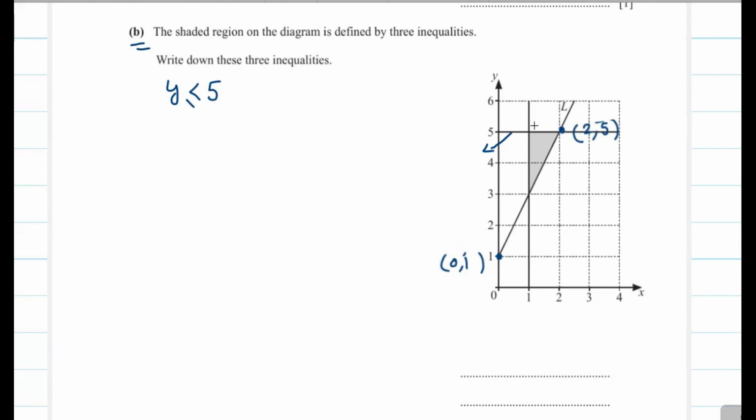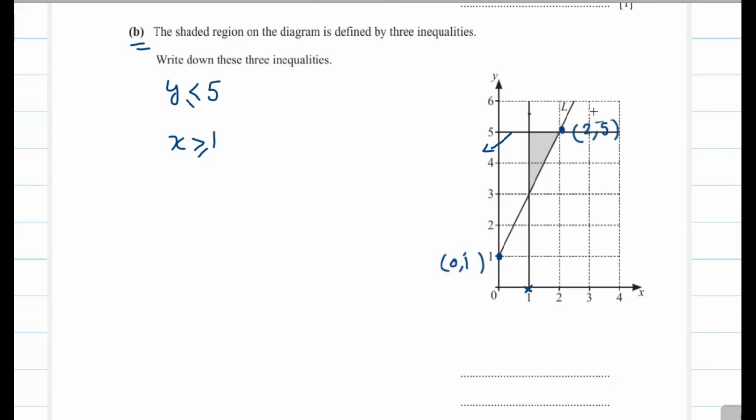Next, you see this equation. This is the line parallel to the y-axis and perpendicular to the x-axis. It cuts at x equal to 1. Therefore, the region is on the right side of this line, so the inequality will be x greater than or equal to 1.